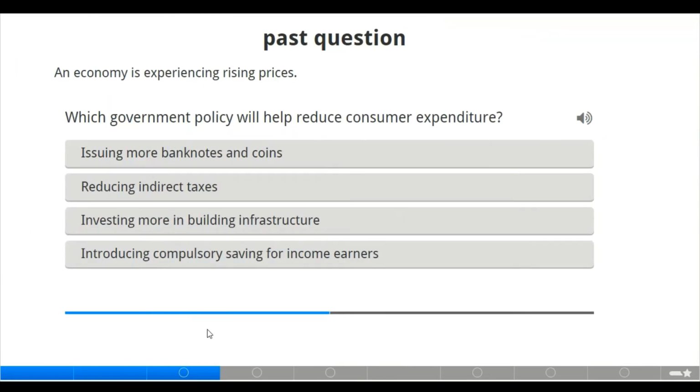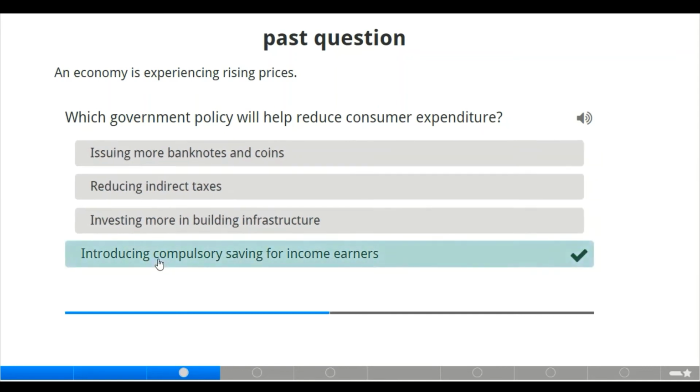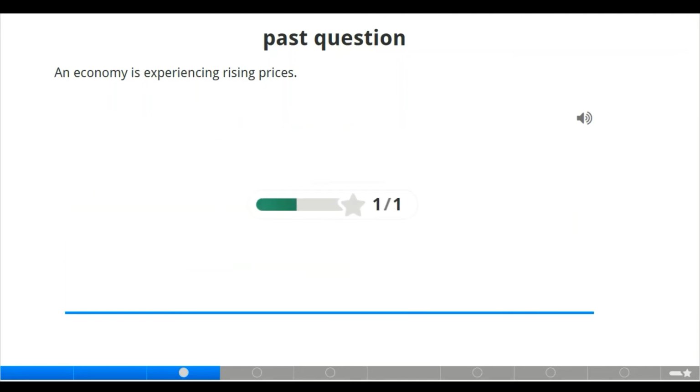If we move to the next slide, there is one past question here. An economy is experiencing rising prices. Which government policy will help reduce consumer expenditure, that is, consumer spending? Now, which government policy do you think can reduce consumer spending? Let us check the options. Issuing more banknotes and coins, reducing indirect taxes, investing more in building infrastructure, introducing compulsory saving for income earners. Which is supposed to be our answer? Of course, the government policy that can help to reduce consumer expenditure is to introduce compulsory saving for income earners.